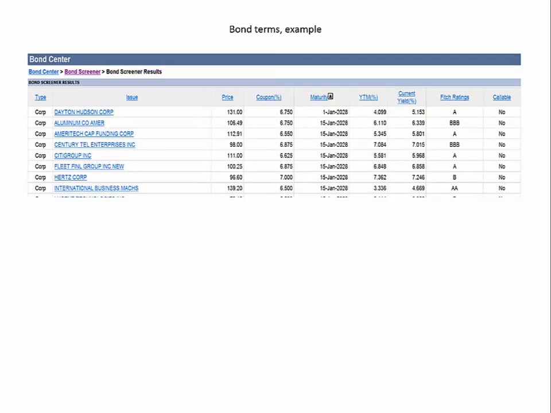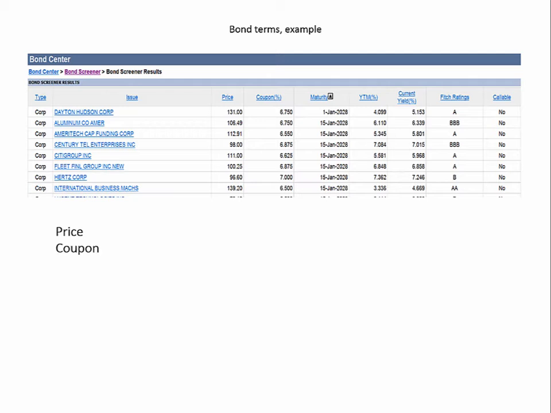Okay, let's go ahead and look at some bonds, see how these definitions can be illustrated. This is the bond screener from finance.yahoo.com, and let's go ahead and look at the first one on the list, the Dayton Hudson Corporation. Now the first column after the bond issuer's name is the price, in this case 131.00. Bond prices are expressed as a percentage of par value. So in this case, the Dayton Hudson bonds are selling at 131% of face value. If it's a $1,000 bond, you'd have to pay $1,310 to buy it.